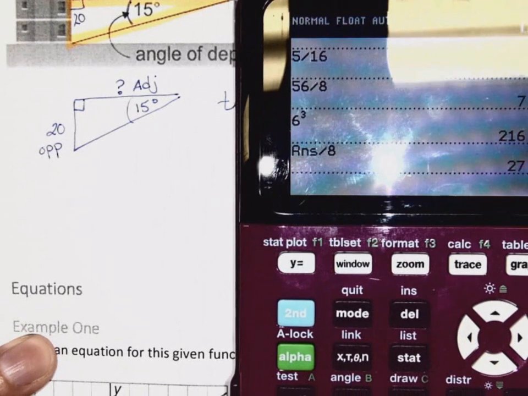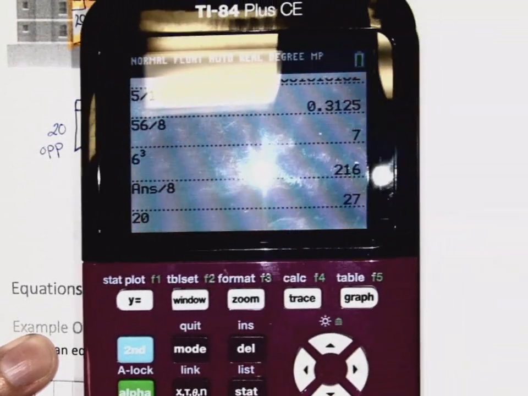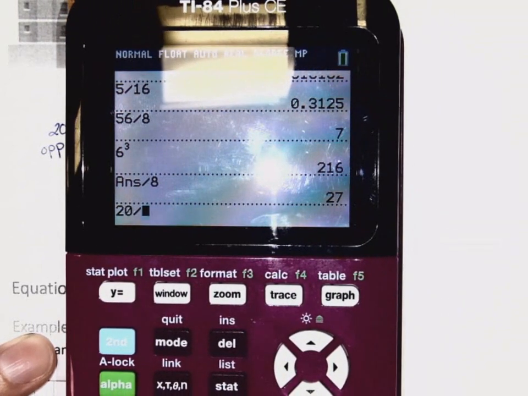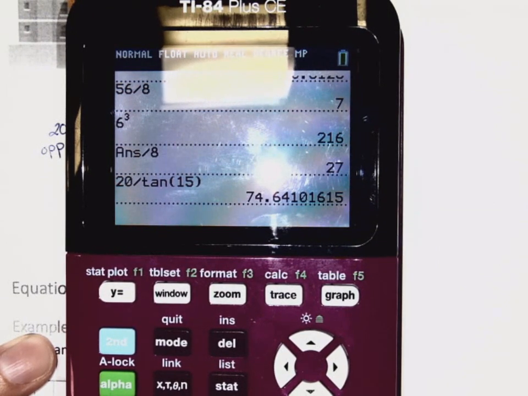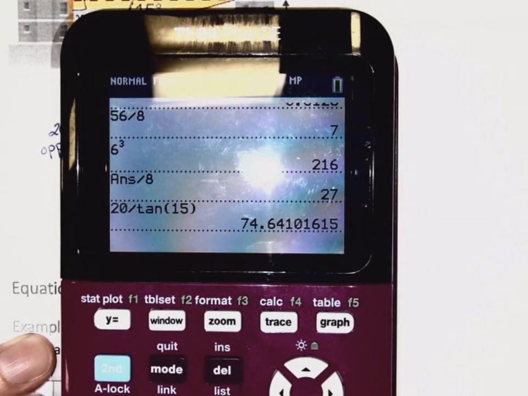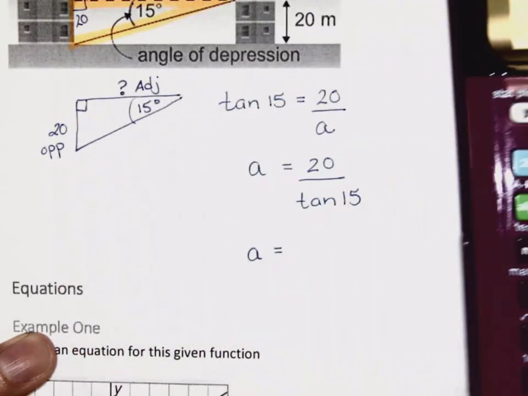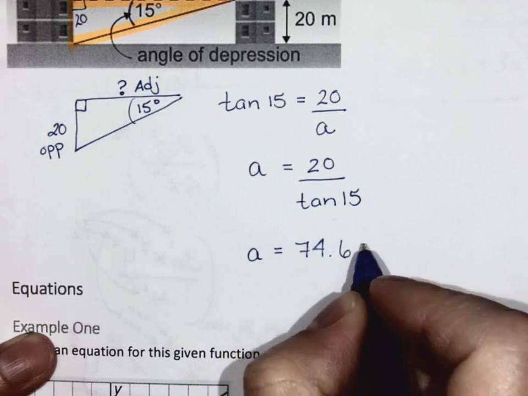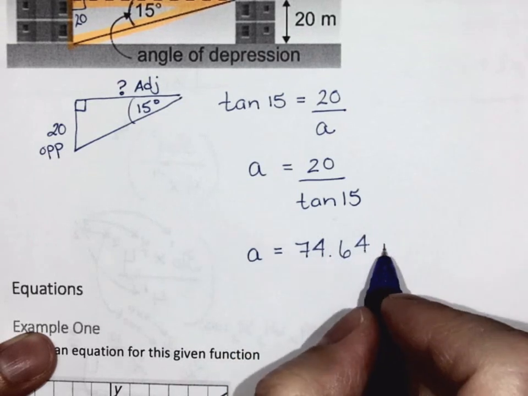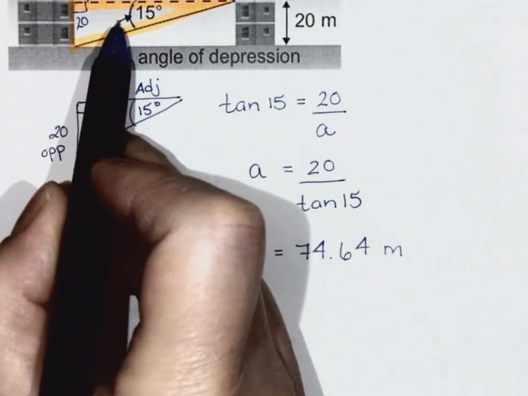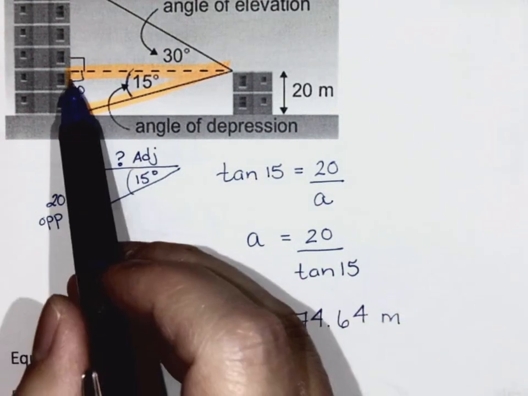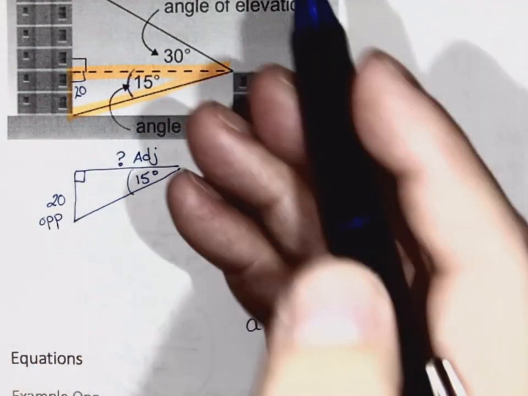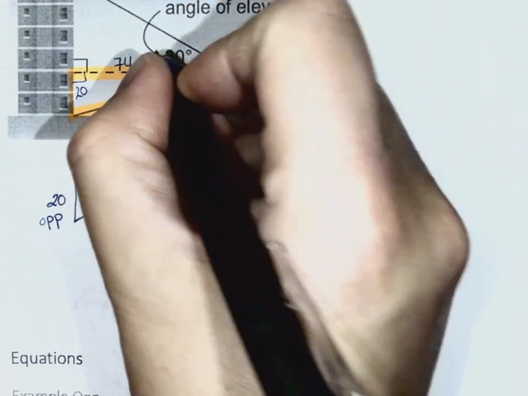So in my calculator, I'm going to go 20 divided by tan of 15. I'm going to close that bracket, and it's going to give me 74.64. So we're going to go 2 decimal places, 74.64, and that would be in meters. So what we just found here is this distance right here, 74.64.